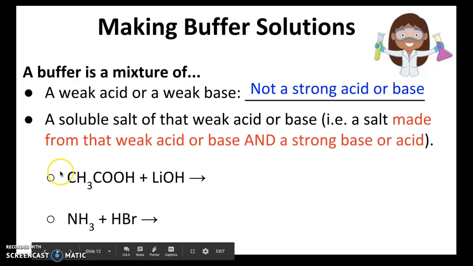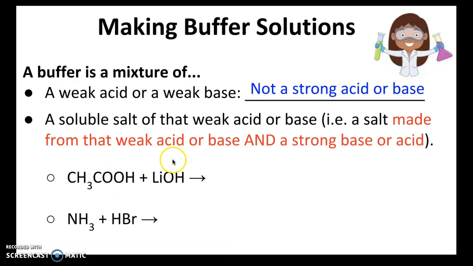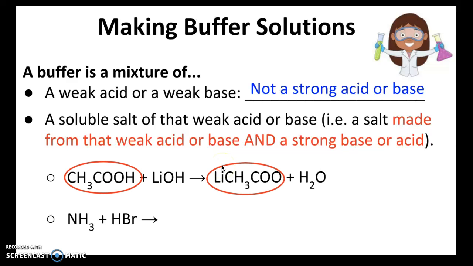Let's take this example right here at the bottom. We have acetic acid, which is a weak acid, mixing with a strong base, lithium hydroxide. All right, pause the video now and see if you can predict the products of this reaction. Great, so what you should have here is lithium acetate and water. Now again, lithium is a spectator ion, so what are the two parts of this that would make a buffer? We have the acetic acid and the salt of that acid, which is the lithium acetate.